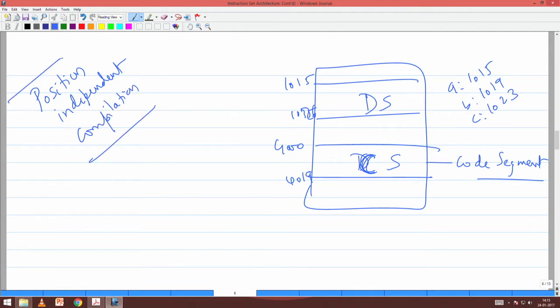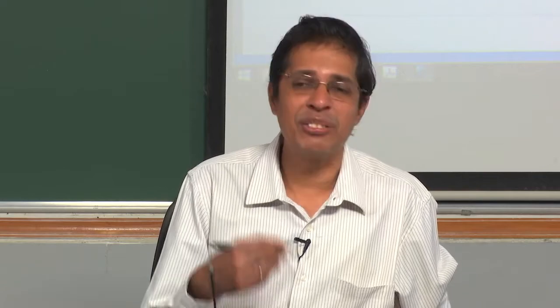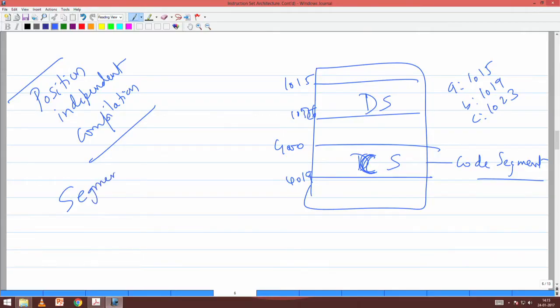I need to compile in such a way that I should not care about where the program will be loaded, where your data will be loaded. That is very, very important. Able to follow? Right? So this now comes as manifest in the form of what we call segmentation.